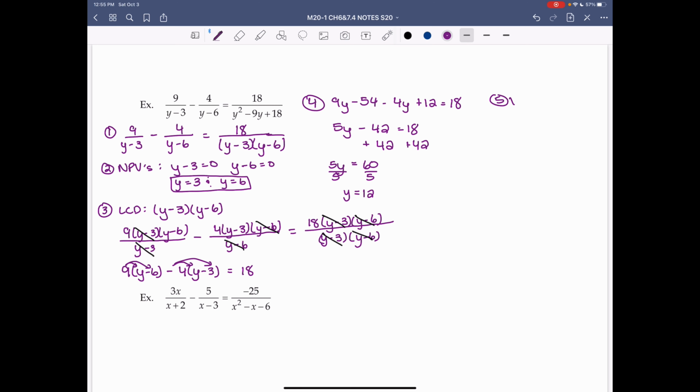Step 5, we want to verify. 12 is not one of our NPVs, so that's fine. We want to sub 12 into our original equation and make sure the left side is equal to the right side. 9 over 12 minus 3 minus 4 over 12 minus 6 equals 18 over 12 squared minus 9 times 12 plus 18.